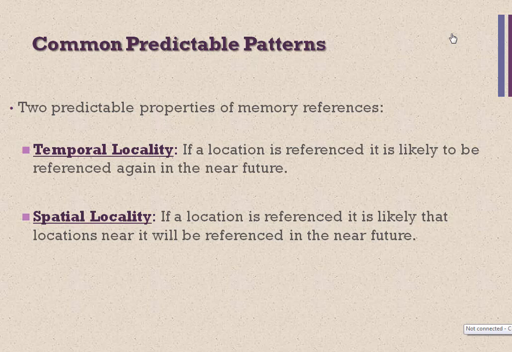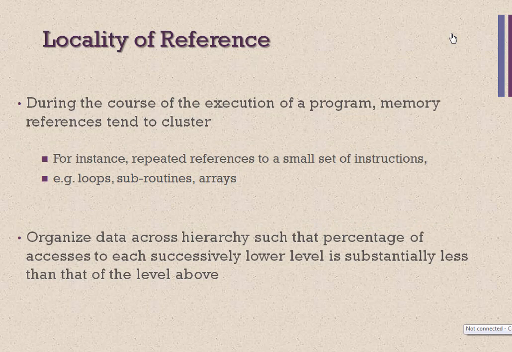So there are some common predictions, two patterns. Temporal locality: if a location is referenced, it is likely to be referenced again in the near future. Spatial locality: if a location is referenced, it is likely that locations near it will be referenced in the near future. Examples of locality of reference are loops, subroutines, and arrays.